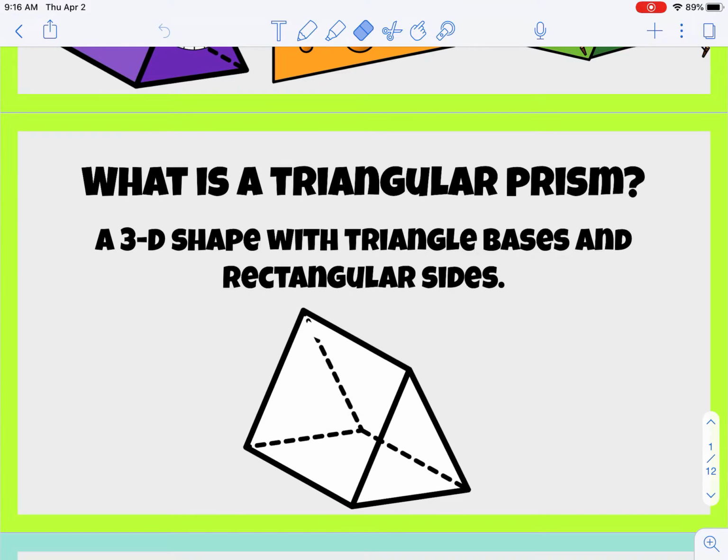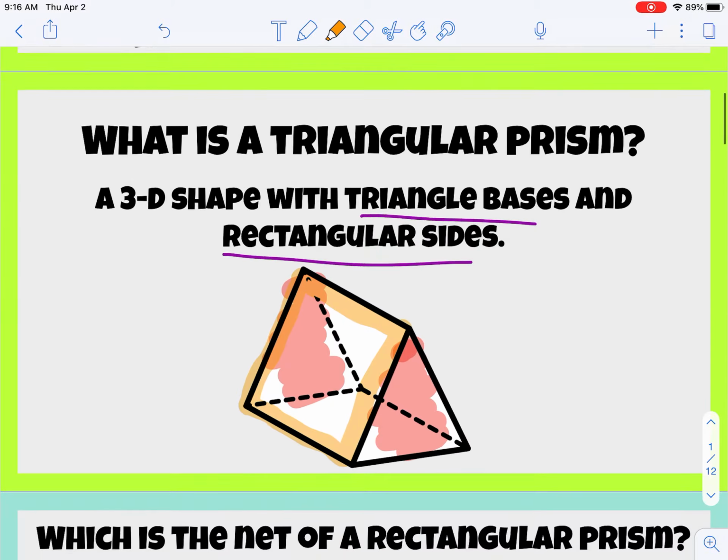So remember, prisms are 3D shapes. So specifically, a triangular prism is a 3D shape with triangle bases and rectangular sides. So you'll notice I'm going to shade in those triangular bases. There's one there, there's one at the back, and then we also have our rectangular sides. So I'm going to outline one of our rectangular sides. So pretty similar to a rectangular prism in the fact that there are a lot of rectangles. However, rather than rectangular bases, we now have triangular bases.